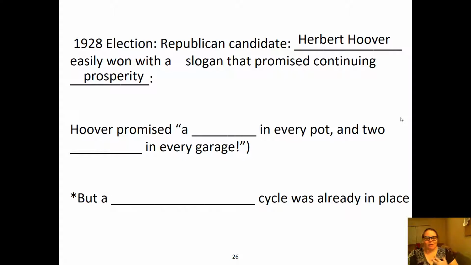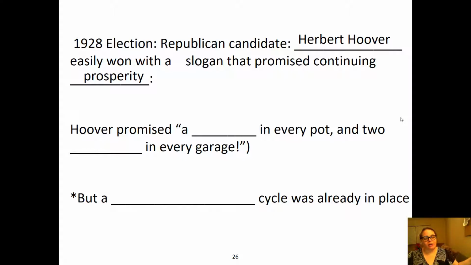There's a big boom. Everyone's making money. People are becoming millionaires off of selling stock. You've got a lot of people who are getting promoted because the businesses are booming. So you've got all this stuff happening in the 20s. Everyone's feeling pretty good. And Hoover's going to play off of that.